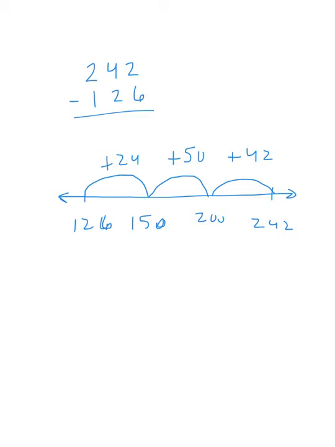So I come back and add them up. Well, 24 and 42 is 66. And 66 plus 50 would be 116. So when I add all these up, I'm left with 116. So in other words, when I subtract 242 lose 126, I get an answer of 116.